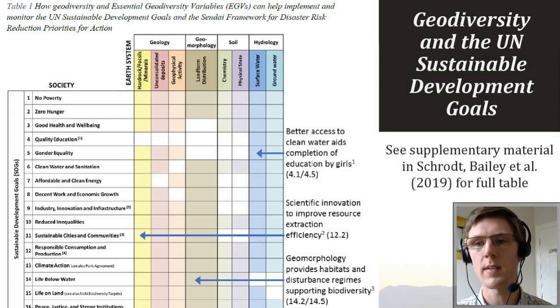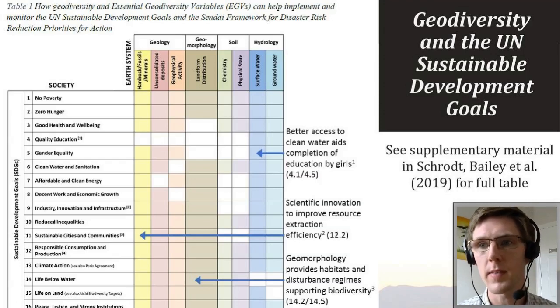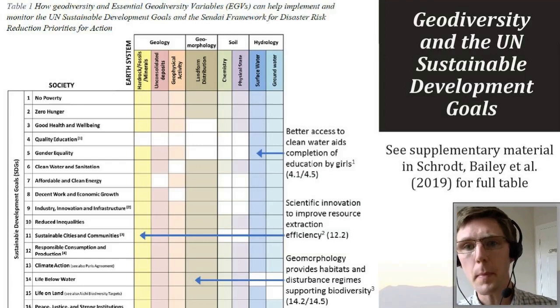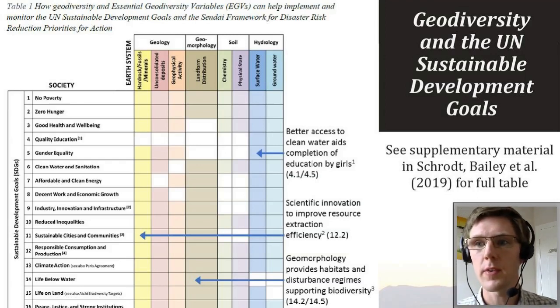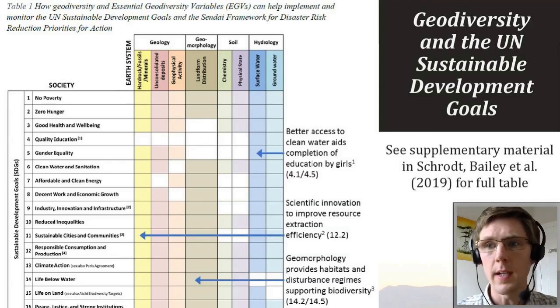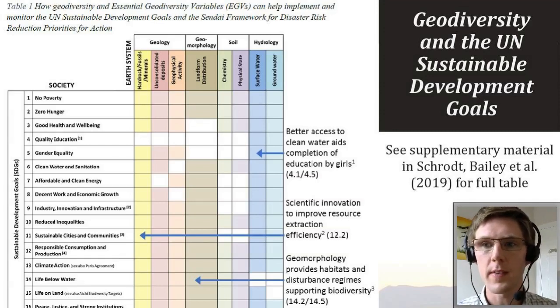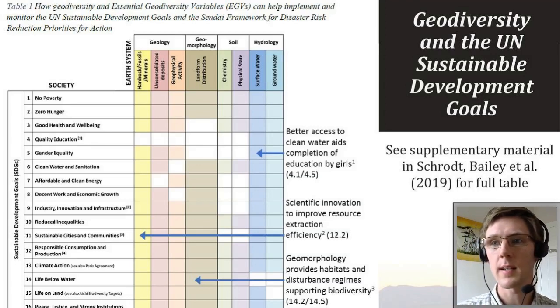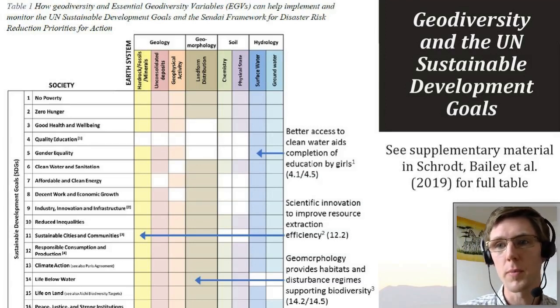So for example, EGVs relating to hydrology can help us monitor water cleanliness. Accessibility to clean water relates to a number of SDGs, including gender equality, that's number 5, through completion of education by girls, and also peace, which is number 16, to name but 2. Meanwhile, it's clear that we need geological resources, such as sand, but such resources are often unmonitored and overexploited. EGVs supporting monitoring of these resources are needed for sustainable cities and sustainable communities, and that relates to SDG number 11. Meanwhile, SDGs relating to life below the water and on land can be linked to geomorphology through known links between landforms and habitat provision, as we just heard there in Helena's talk.